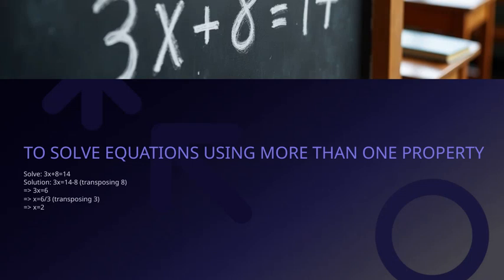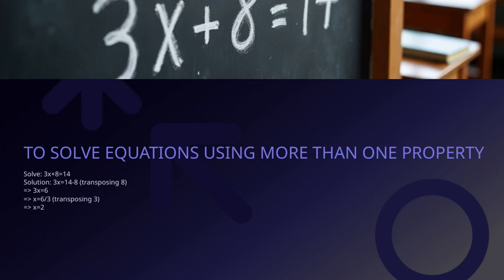All right, let's look at how we can solve an equation using more than one property. The example here is 3x plus 8 equals 14. To solve this, we want to isolate the variable. The first step is to get rid of the 8, and we do that by subtracting 8 from both sides of the equation. When we do this, we're applying the subtraction property of equality, which keeps the equation balanced. So 3x equals 14 minus 8. Simplifying that, we get 3x equals 6.